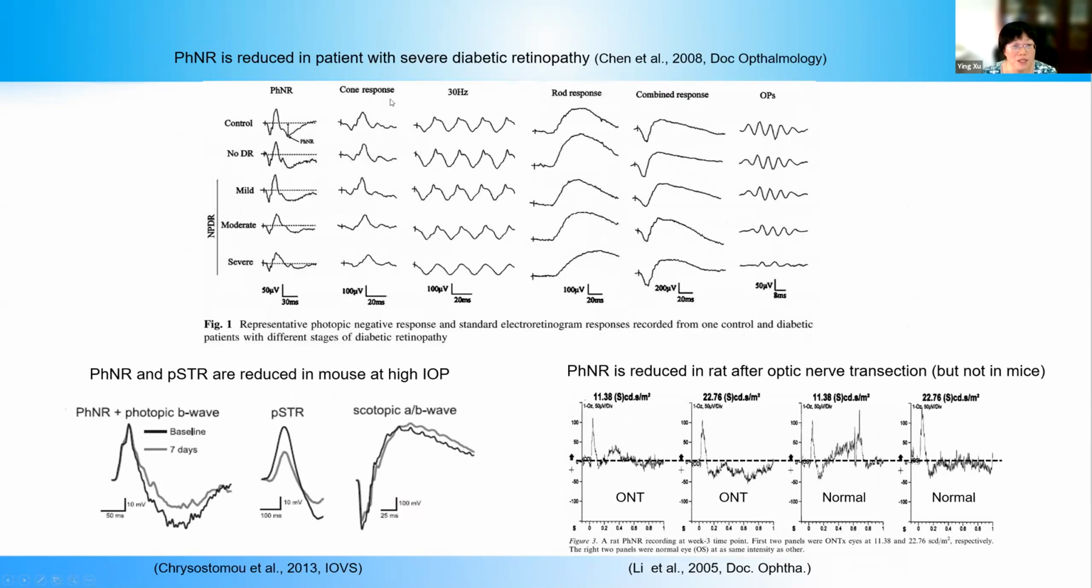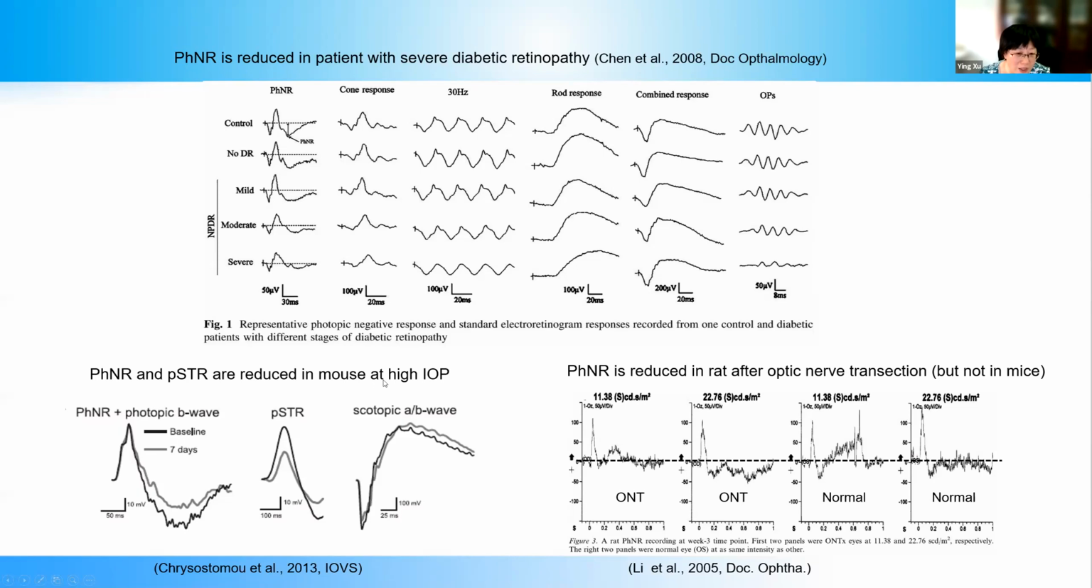And also in patients with diabetic retinopathy, from mild to moderate to severe, you can see that the PhNR decreased, but other responses, like the cone response, 30 Hz flicker, or rod response, all remain normal. But again, you may notice that the OPS also decreased. So I would think the OPS reflects responses from both amacrine cells and ganglion cells.